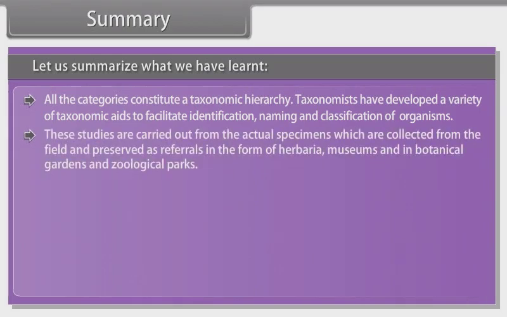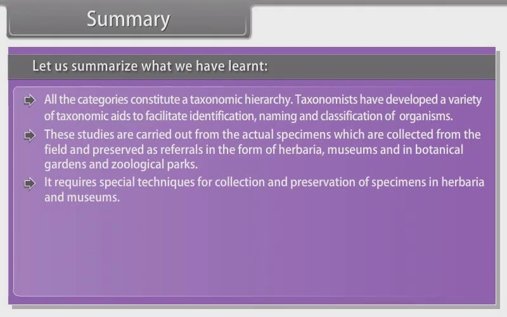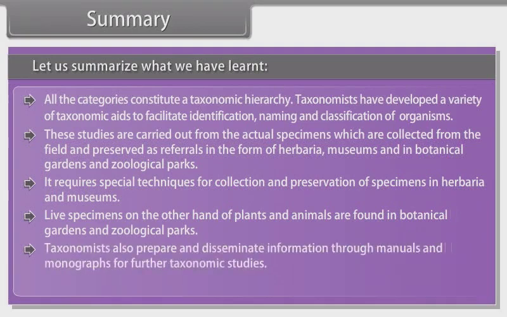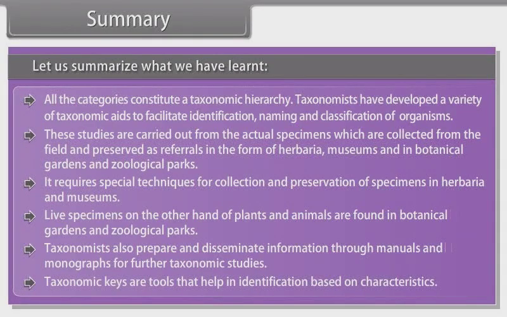These studies are carried out from the actual specimens which are collected from the field and preserved as referrals in the form of herbaria, museums, and in botanical gardens and zoological parks. It requires special techniques for collection and preservation of specimens in herbaria and in museums. Live specimens, on the other hand, of plants and animals are found in botanical gardens and zoological parks. Taxonomists also prepare and disseminate information through manuals and monographs for further taxonomic studies. Taxonomic keys are tools that help in identification based on characteristics.